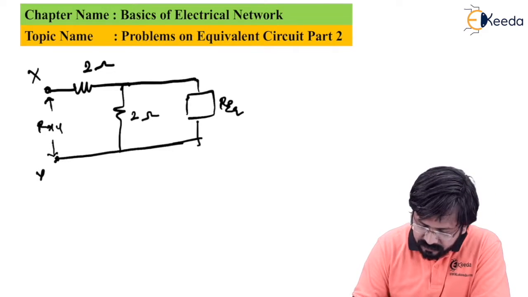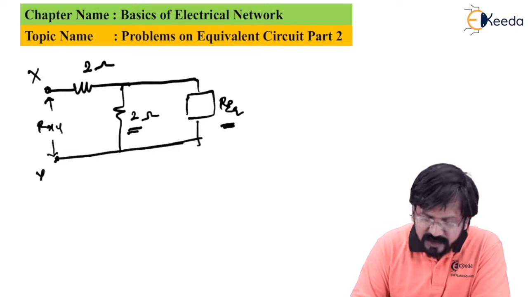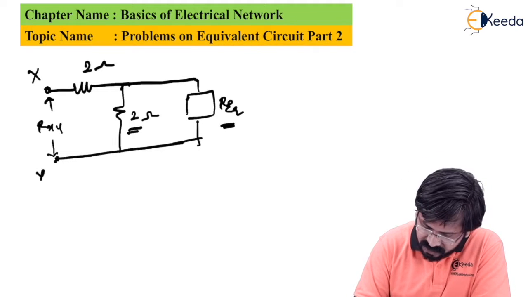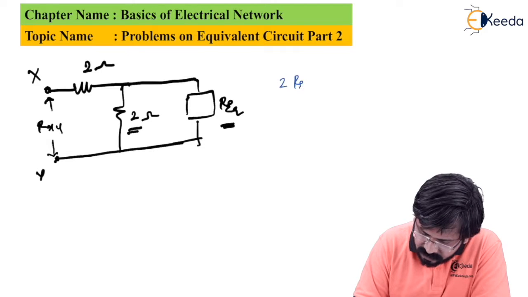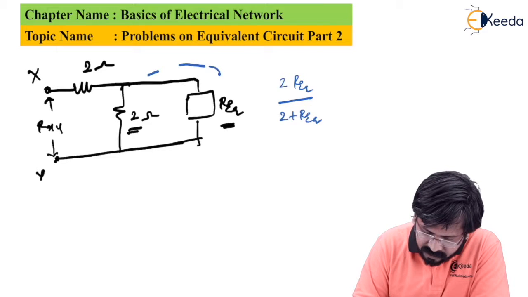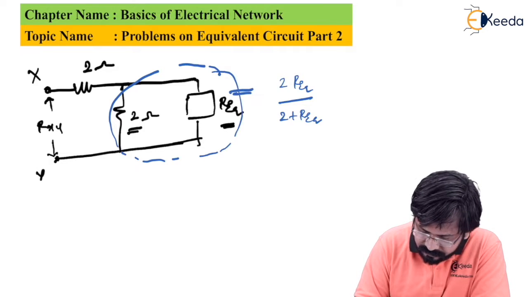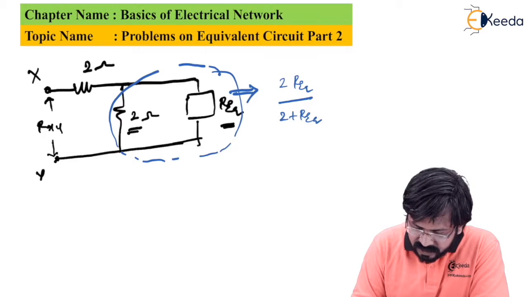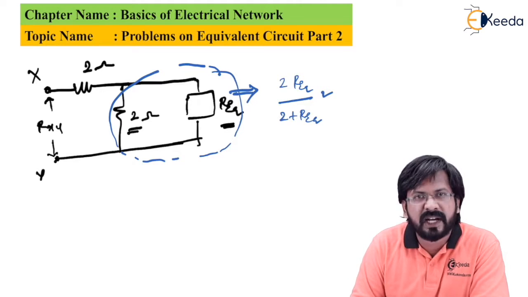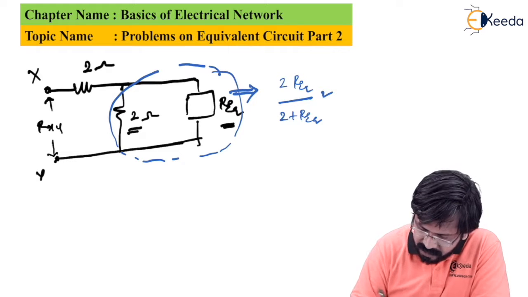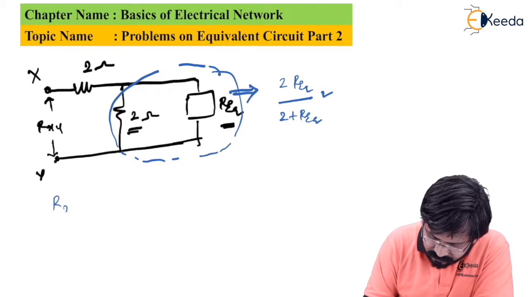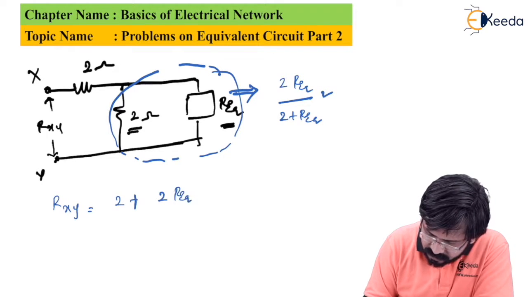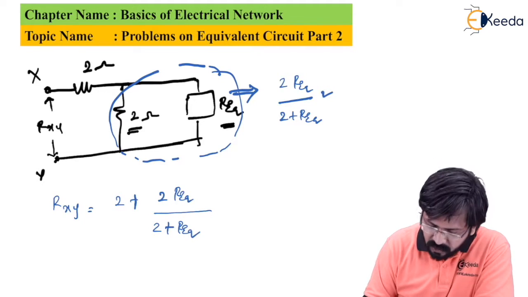We can solve this further. We can see R equivalent and 2 ohms are connected in parallel. So the effective is 2 times R equivalent divided by 2 plus R equivalent, which is nothing but a parallel combination of this. Further, this resistance, which is 2 R equivalent upon 2 plus R equivalent, comes in series with 2. Now Rxy becomes 2 plus 2 times R equivalent divided by 2 plus R equivalent. Now we need to only solve this.